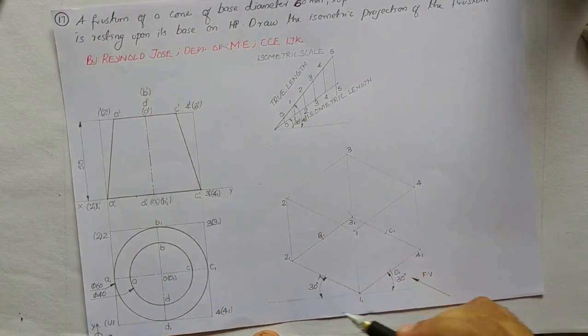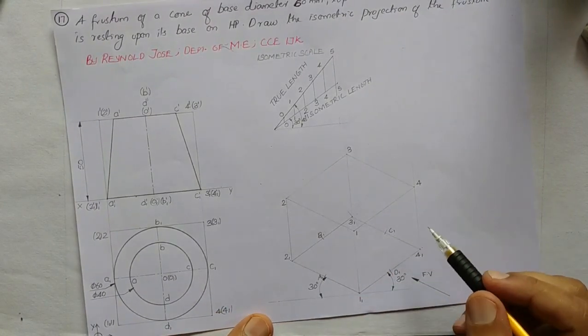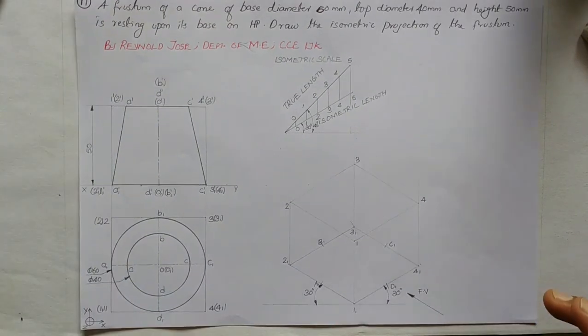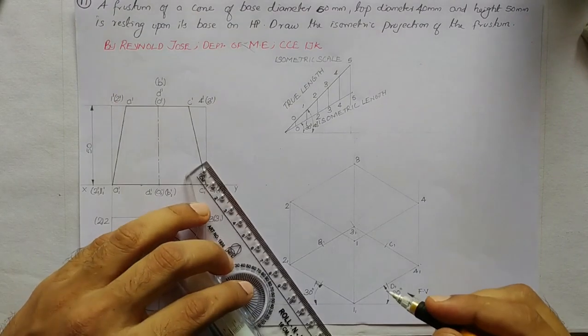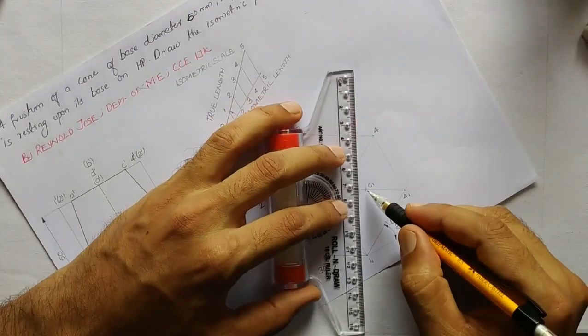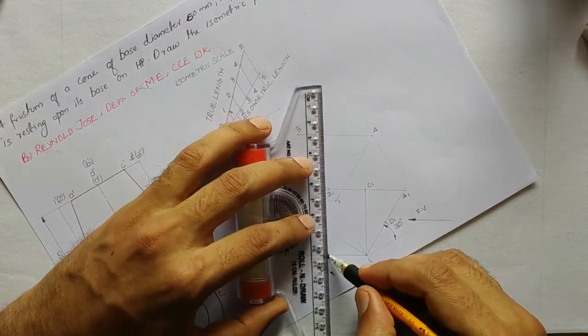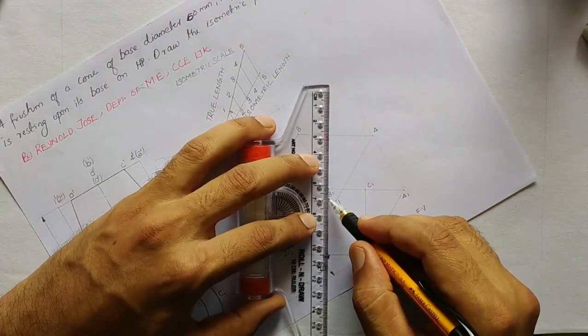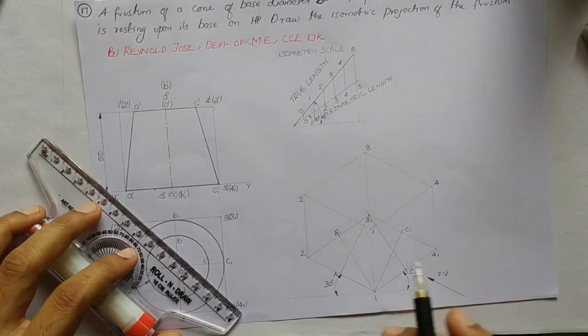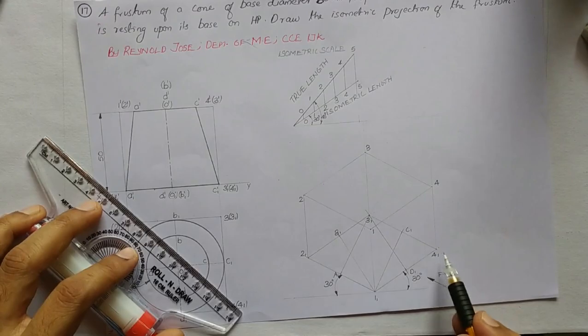Now we shall use our 4 center method in order to construct the isometric of this base circle. So here we will be having a larger circle. Let us do the 4 center method. This 4 center method was already explained in the previous problem. If you are having any doubt, please refer to the previous problems. We shall draw a line connecting 2₁, 4₁ also.